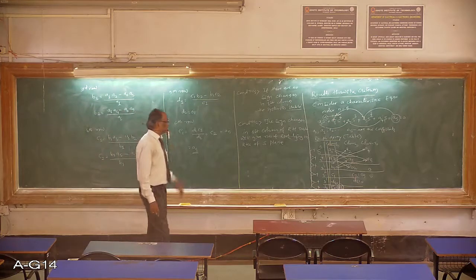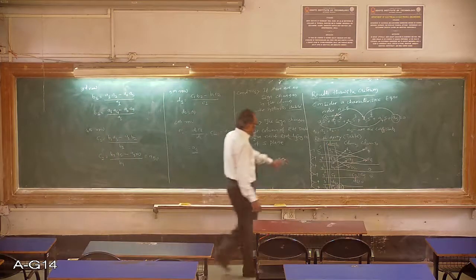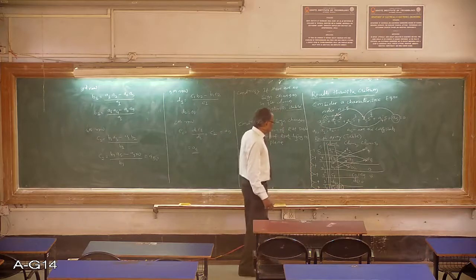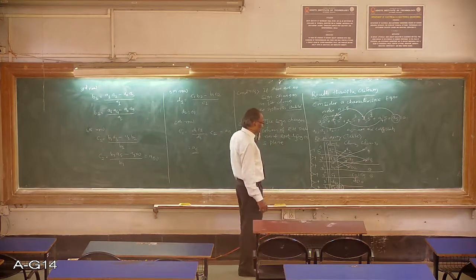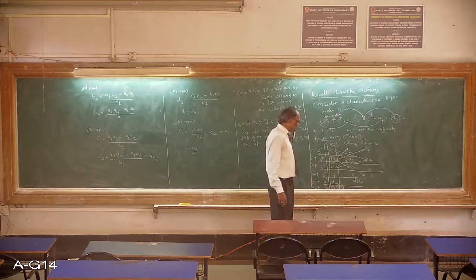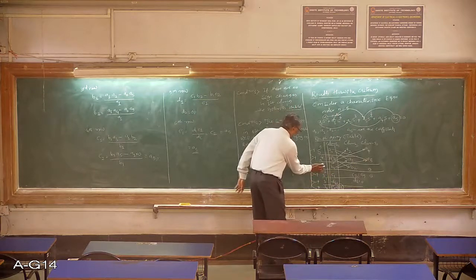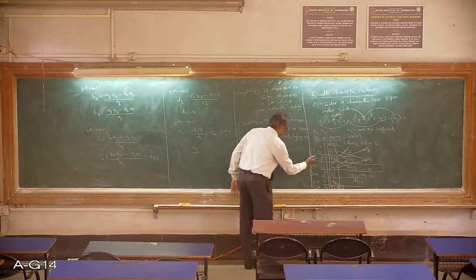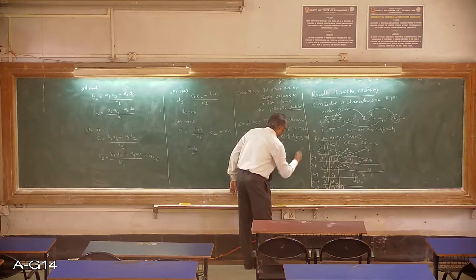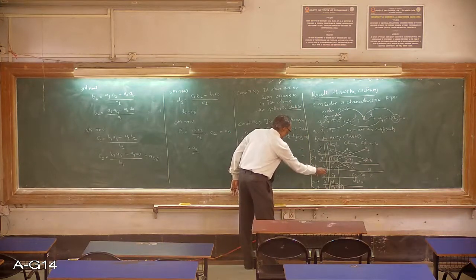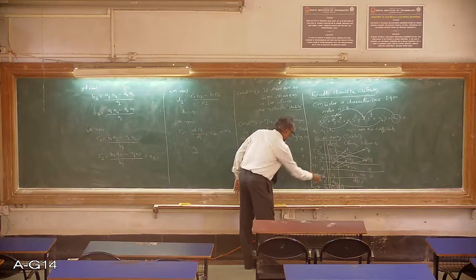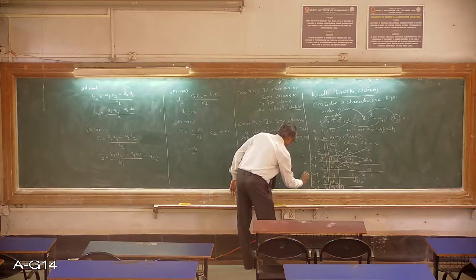How to check the sign changes? Now all are positive, so the system is stable. While calculating B1, this becomes negative. So I will write the signs: plus, and while calculating, B1 is negative. Similarly C1, D1, E1 again are positive.